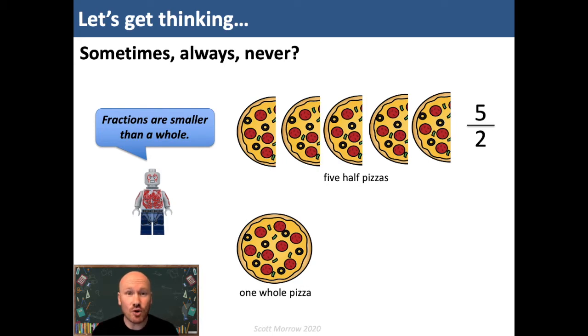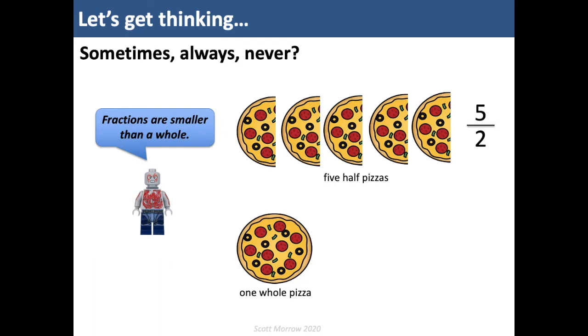If we're talking about unit fractions, where the numerator is 1, like 1/3, 1/2, 1/4, and so on, then the fraction is always going to be smaller than the whole. However, we can have any number of that fraction. We can have 2 halves or 3 halves, or in this case we've got 5 halves. So a fraction can actually be bigger than a whole. So in this case, I'm saying the statement is only sometimes true.